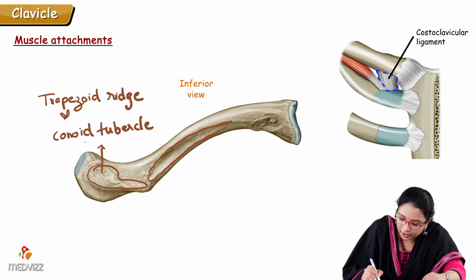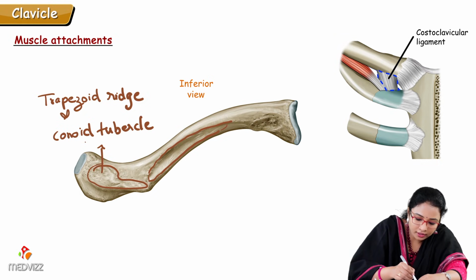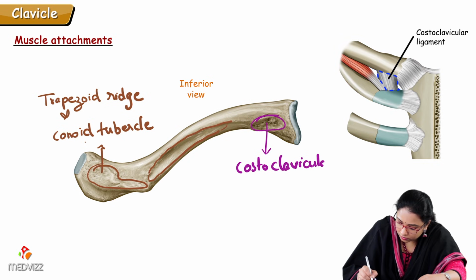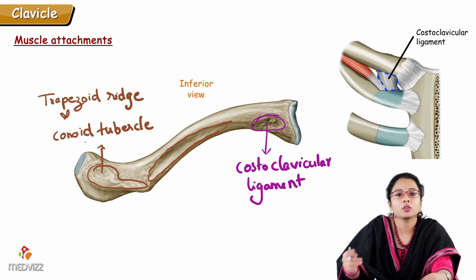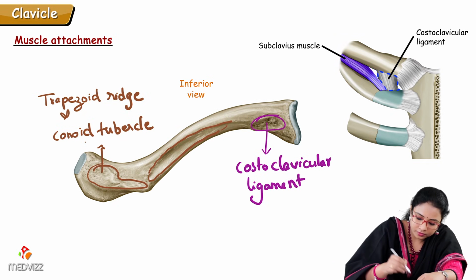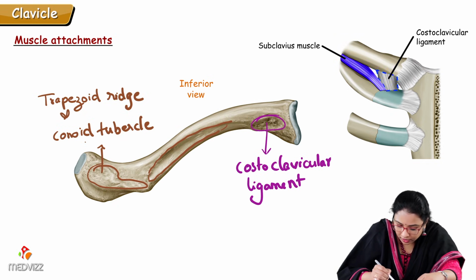it is the costoclavicular ligament. Medially, it gives attachment to a ligament called the costoclavicular ligament. Costo means the ribs. Costoclavicular, and the middle part of the inferior surface gives insertion to the subclavius muscle. The middle part is where we have seen the subclavian groove. So this part gives insertion to the subclavius muscle.